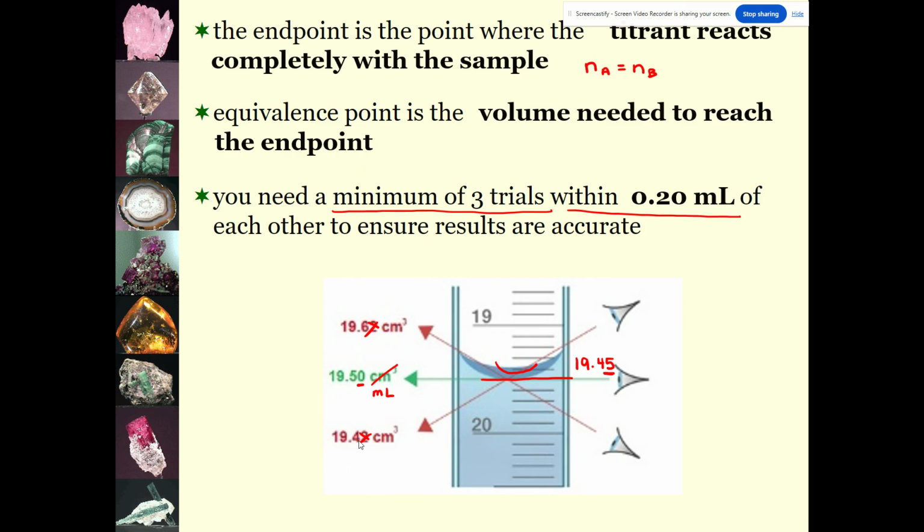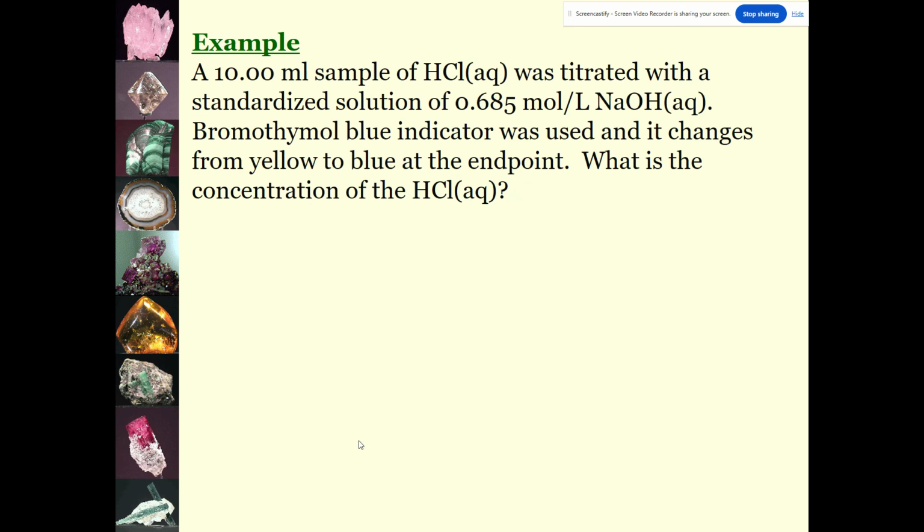Okay? So let's get into an example and let's look at some sample data that you could see for a titration experiment. So a student is taking a 10 milliliter sample of hydrochloric acid, titrating it with, which means you're adding to it, the sodium hydroxide. Bromothymol blue is the indicator used, and it changes from yellow to blue at the endpoint. What is the concentration of HCl?